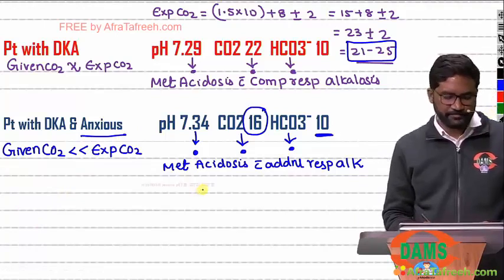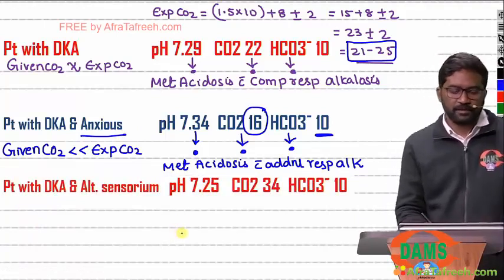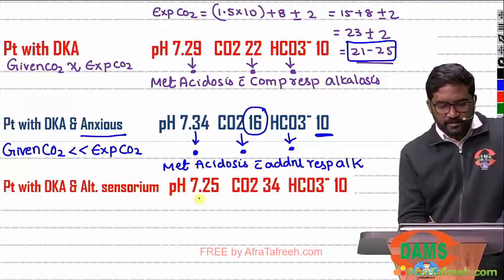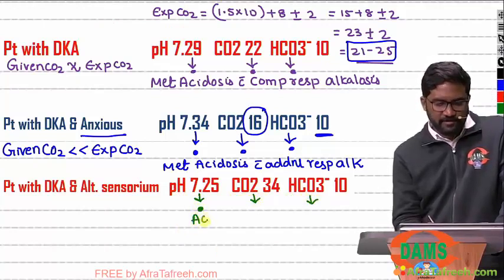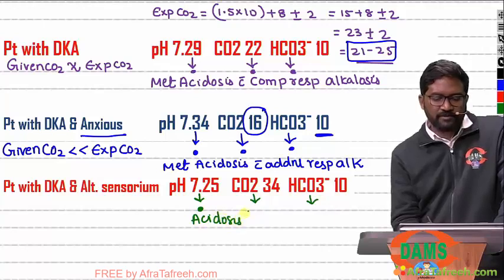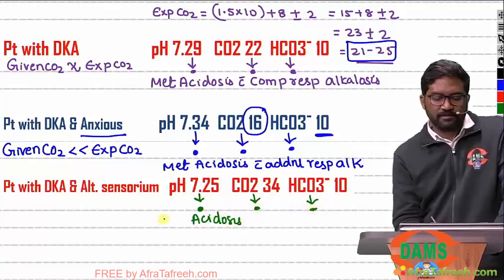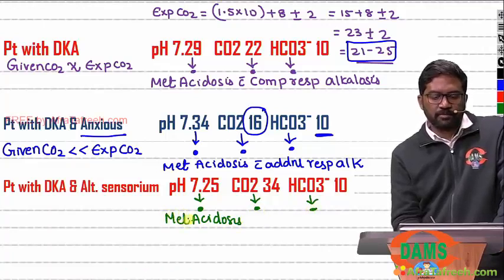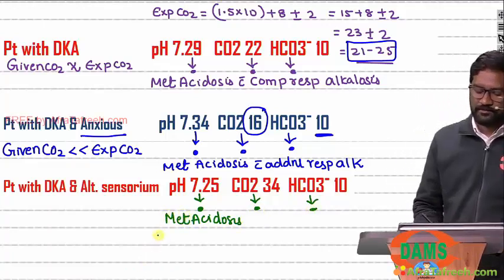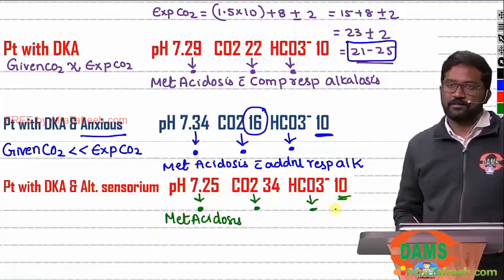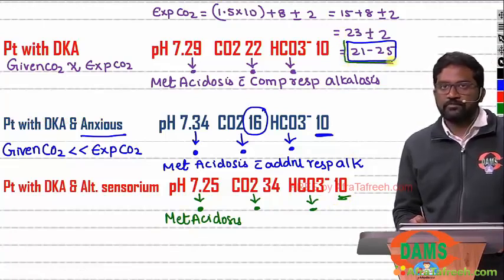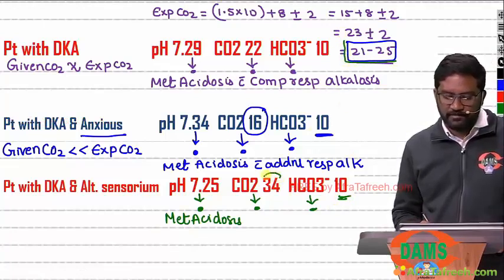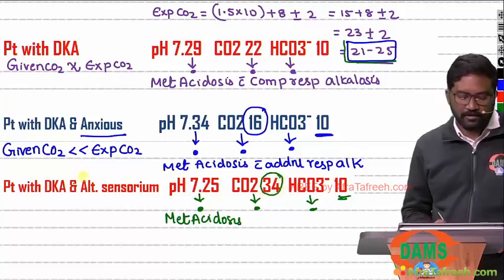Then coming to the third question. Patient with DKA, altered sensorium. Again draw arrow marks. Reduced, reduced, reduced. Anywhere reduced pH is acidosis. What is the primary second step? It is in the same direction. So the name is metabolic. In a primary metabolic acidosis, when bicarbonate is reduced to 10, CO2 should come down to 21 to 25, but here CO2 has ultimately increased to 34.